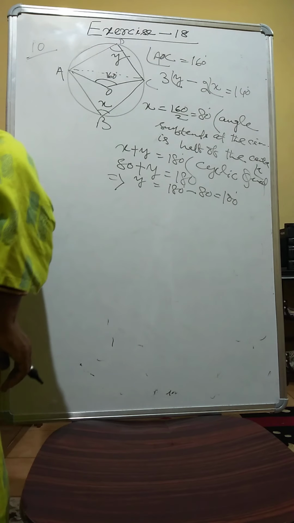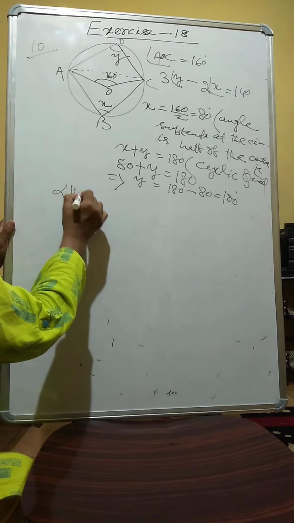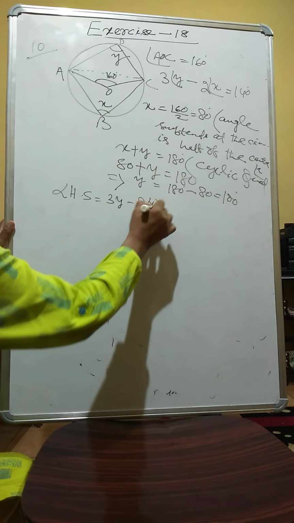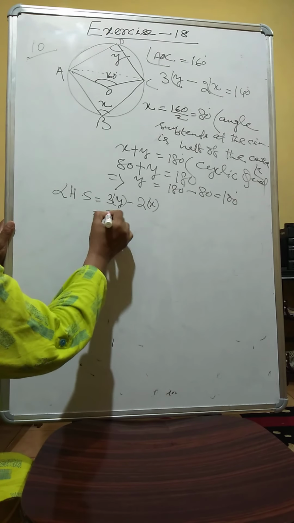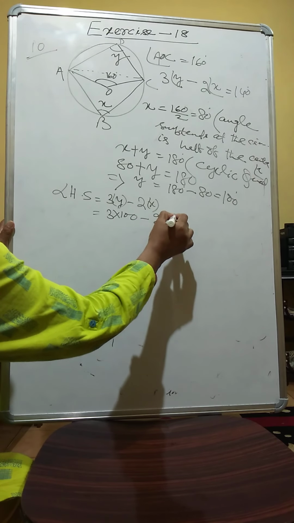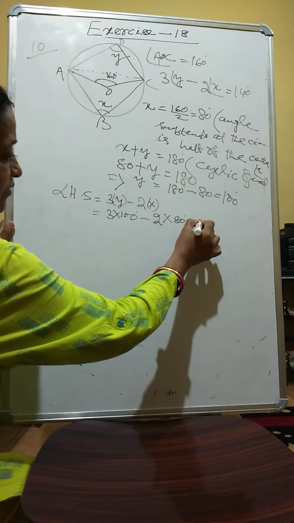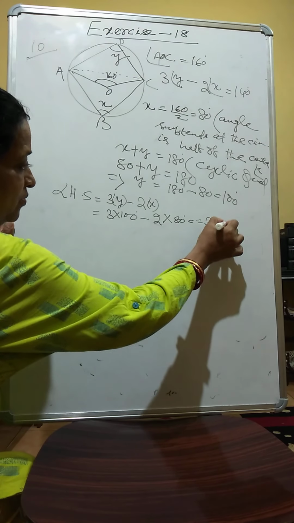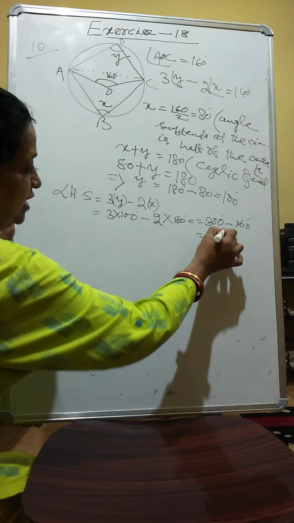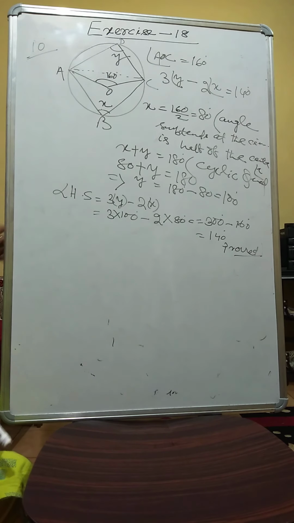Now we have to prove that LHS, 3y minus 2x. 3 into y value 100 minus 2 into x value 80, that is 300 minus 160 degree, that is equal to 140 degree. Hence proved. Okay.